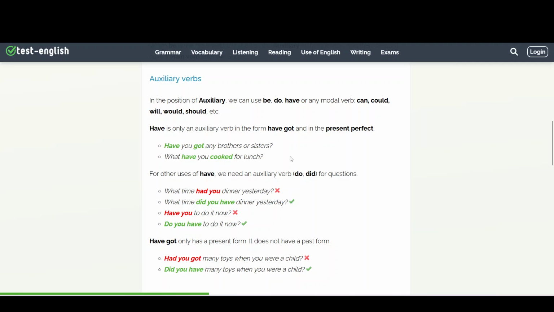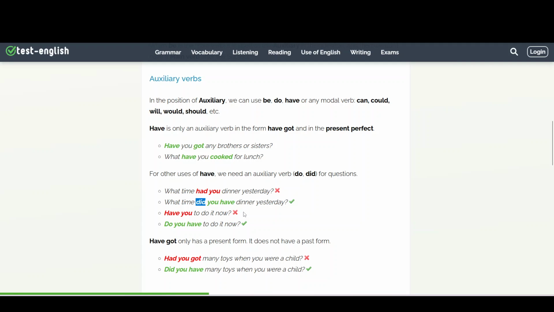And in the present perfect, what have you cooked for lunch? Cooked is the main verb and have is the auxiliary verb. For other uses of have, we need an auxiliary verb, do, did, for questions. What time had you dinner yesterday? Is incorrect. What time did you have dinner yesterday? Is correct. So here, have is the main verb and did is the auxiliary verb.